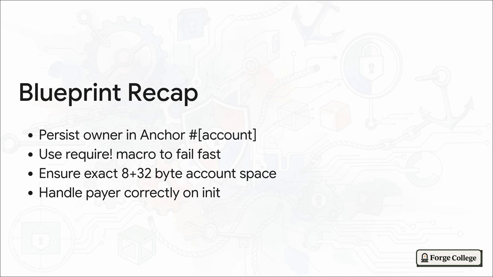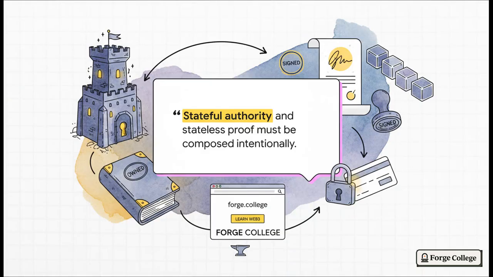If you do all that, you've just built yourself a super secure module that's totally ready for more complex access controls down the line. I'll leave you with this final, kind of provocative rule of system architecture. Think about this. Stateful authority and stateless proof are distinct primitives that must be composed intentionally. Never, ever confuse the temporary signature for the permanent permission slip.